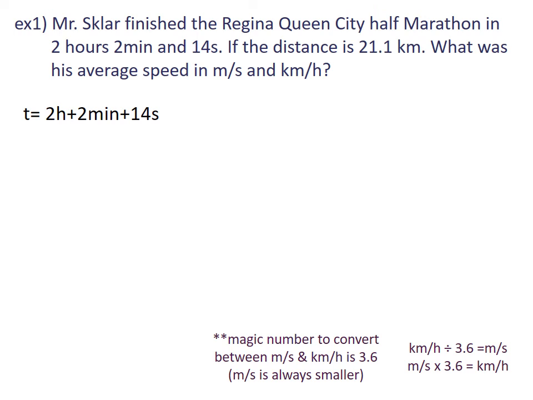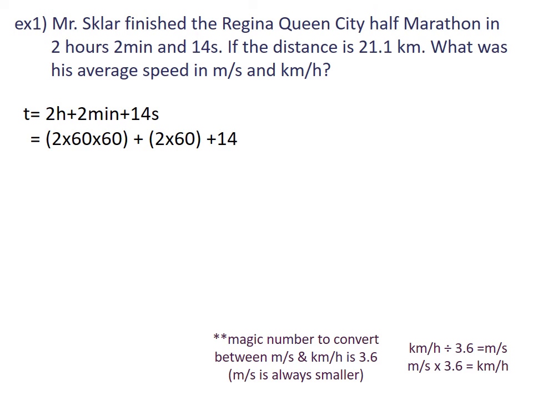2 hours multiplied by 60 will give me a number of minutes. Multiplied by 60 again will give me the number of seconds. The 2 minutes will also have to be converted into seconds, so I will have to multiply the 2 minutes by 60, and then I will have to add the 14 seconds.